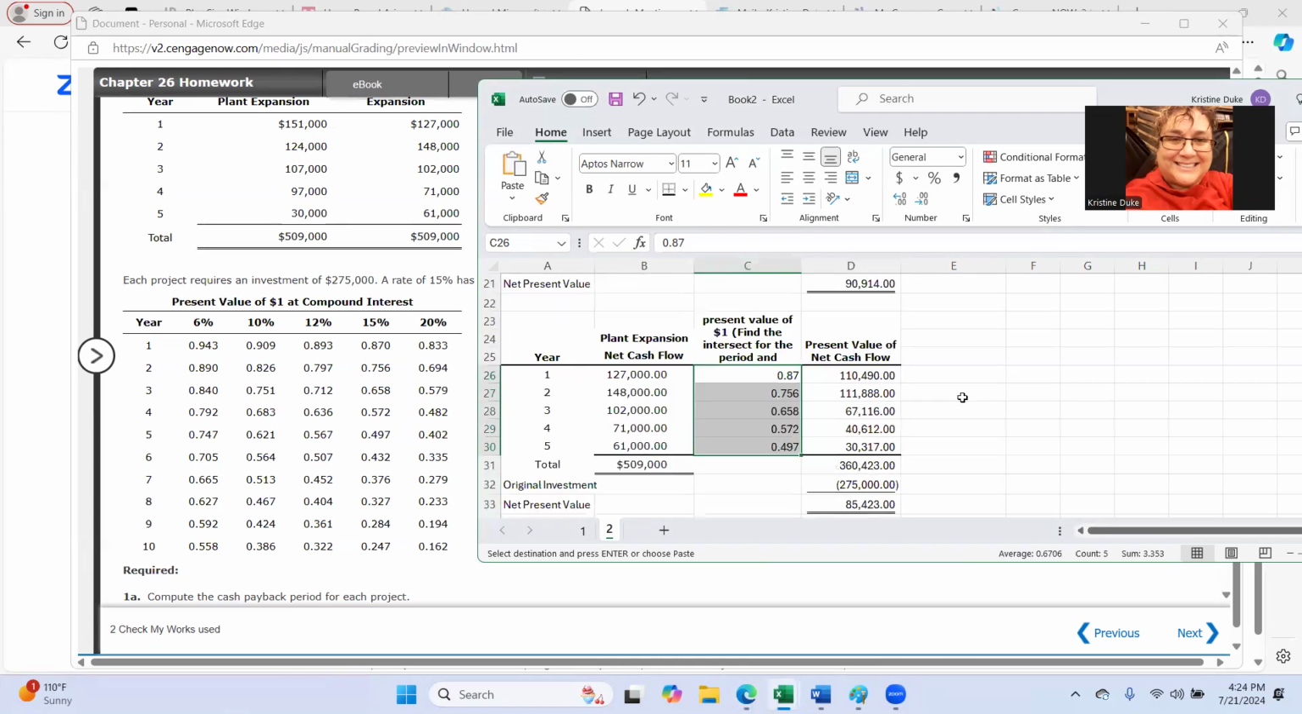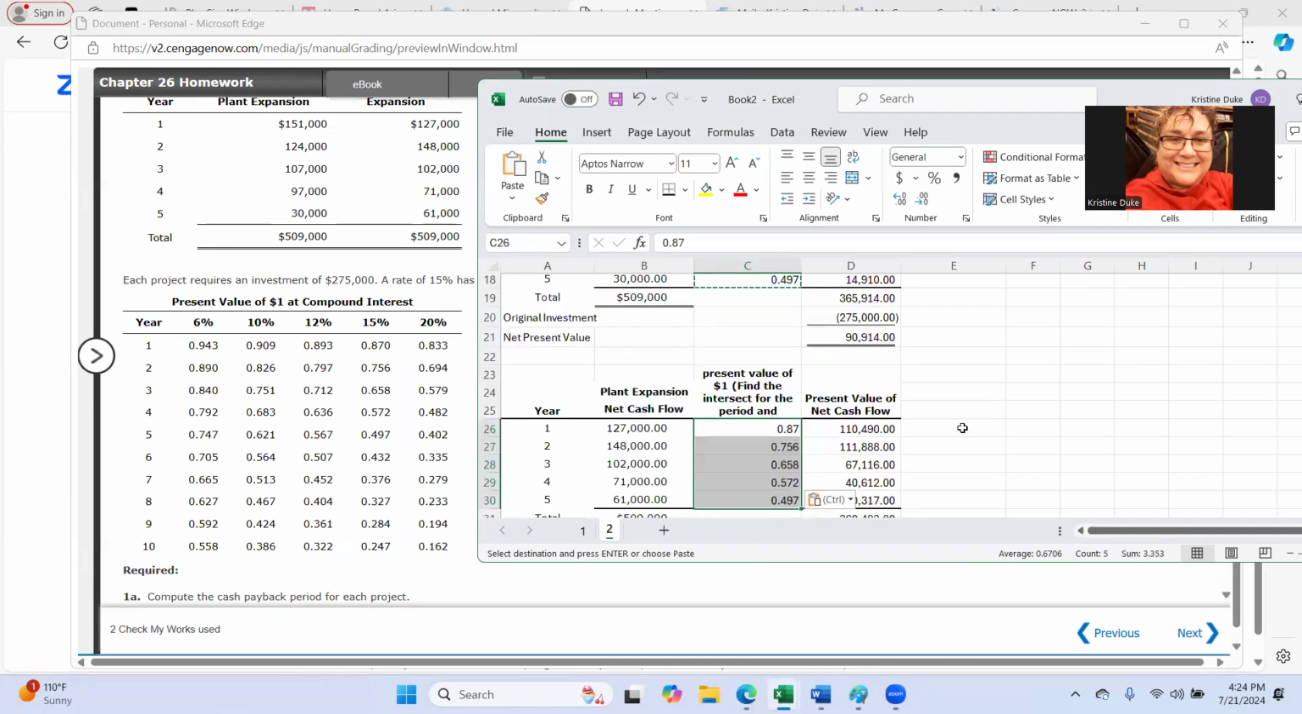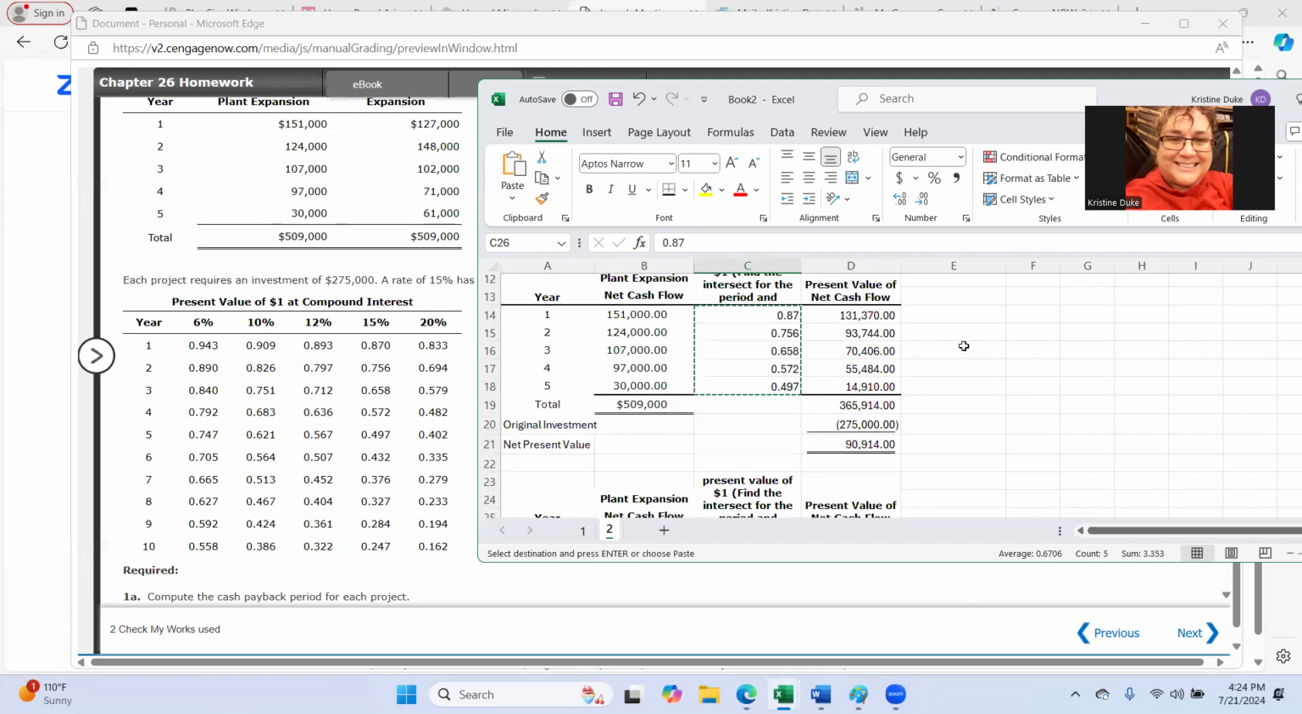Now, which one looks like it's going to be a better project? Both of them are going to meet the standards of getting the 15%. This project looks like you're going to have a better cash flow than the other one. However, there are all kinds of rationing processes when you look at investment analysis.